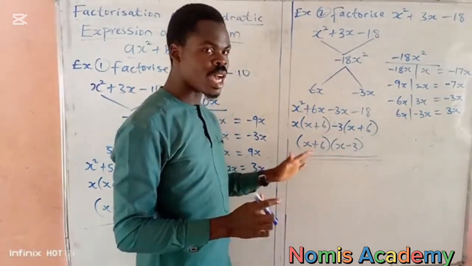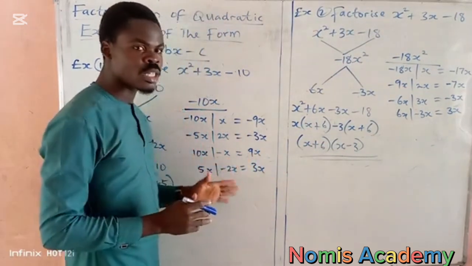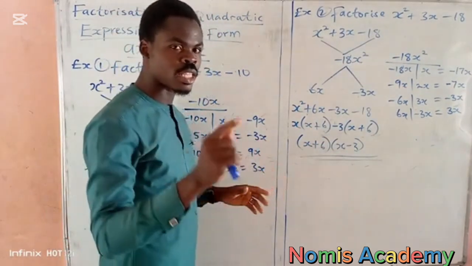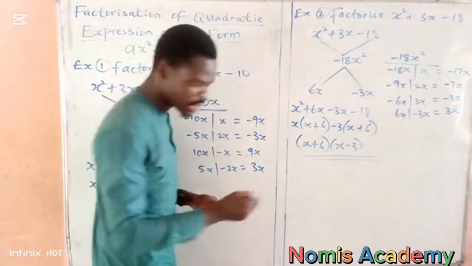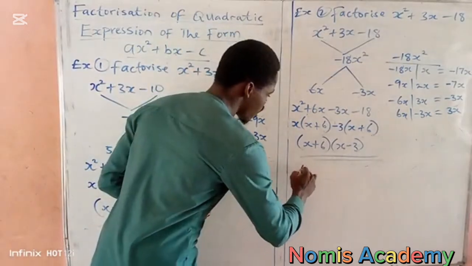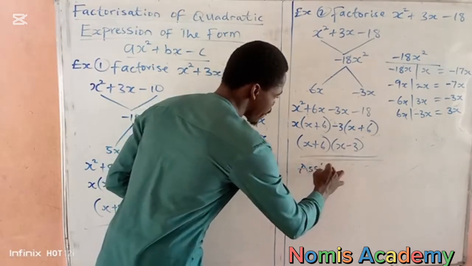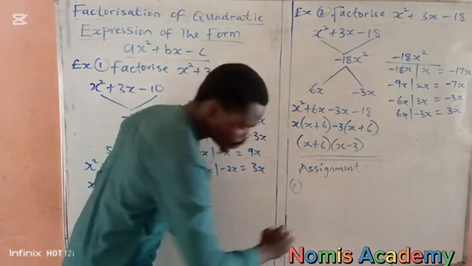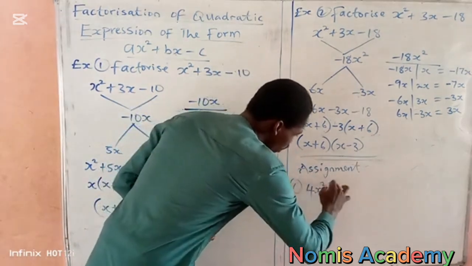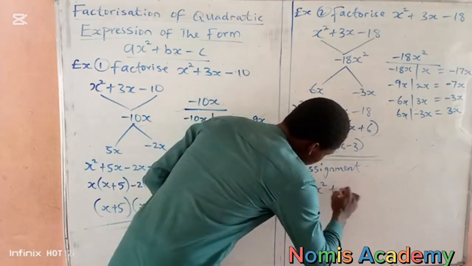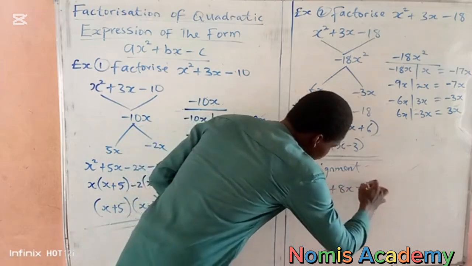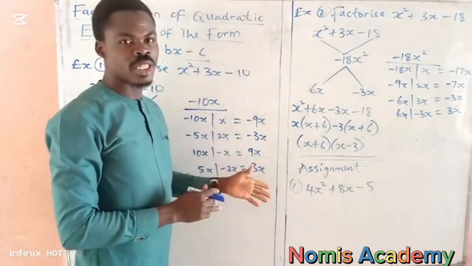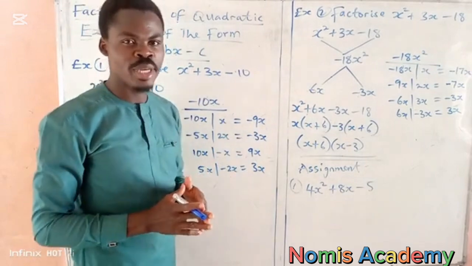Now I'm going to give you an assignment. You will solve it and share in the comment section. Now take this as your assignment. 1, 4x² plus 8x minus 5. Solve this and share in the comment section.